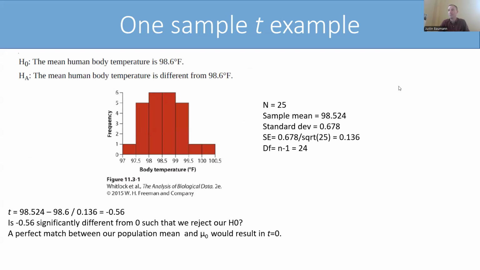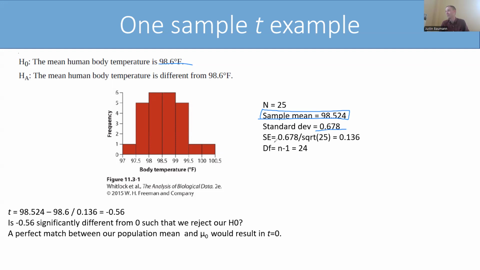Null hypothesis: the mean human body temperature is 98.6. Alternative hypothesis: it's not 98.6. We have 25 samples. N equals 25. That means degrees of freedom equals 24. We happen to know that our sample mean from our sample of 25 is 98.524. Now, is that different than 98.6? We know our standard deviation is 6.78.